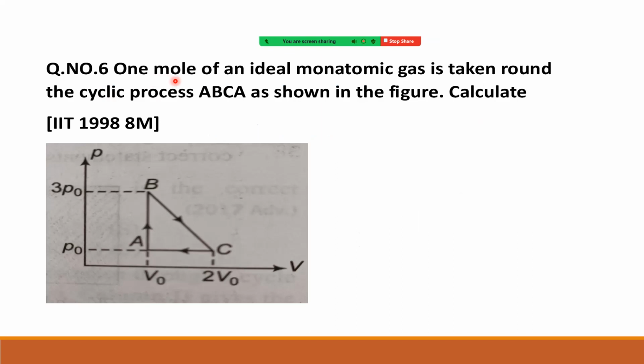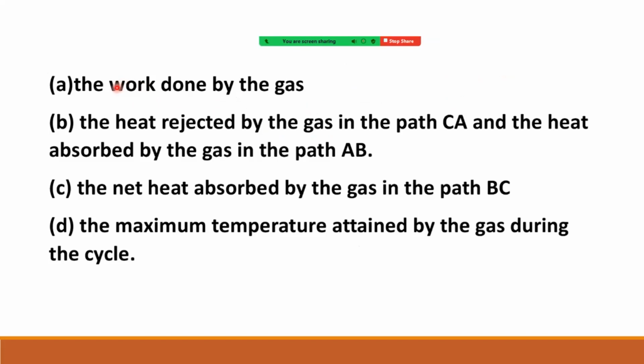1 mole of an ideal monatomic gas is taken round the cyclic process ABCA as shown in the figure. Calculate the work done by the gas, the heat rejected by the gas in the path CA and absorbed by the gas in the path AB, the net heat absorbed in the path BC, and the maximum temperature.